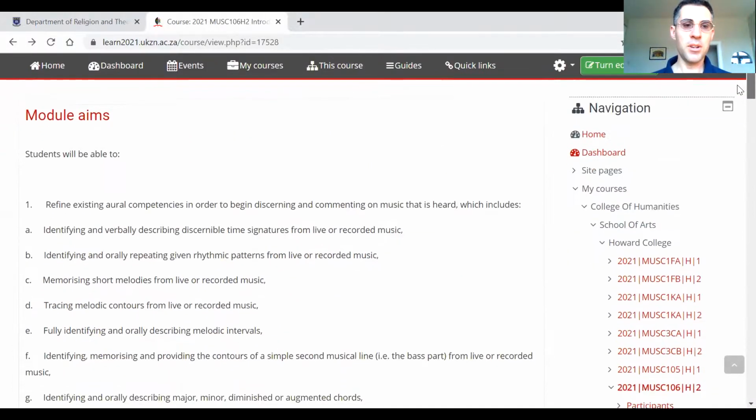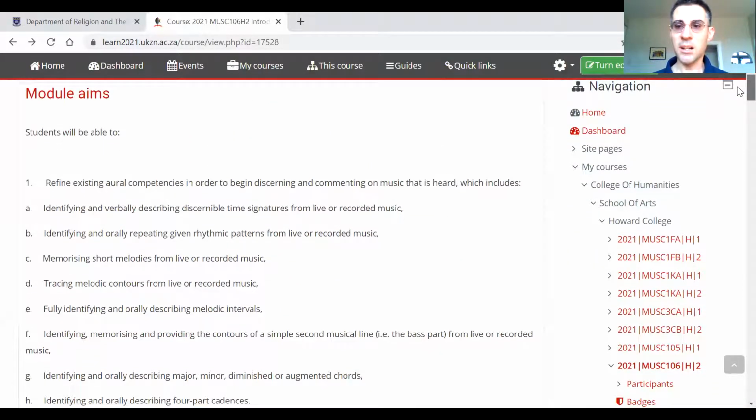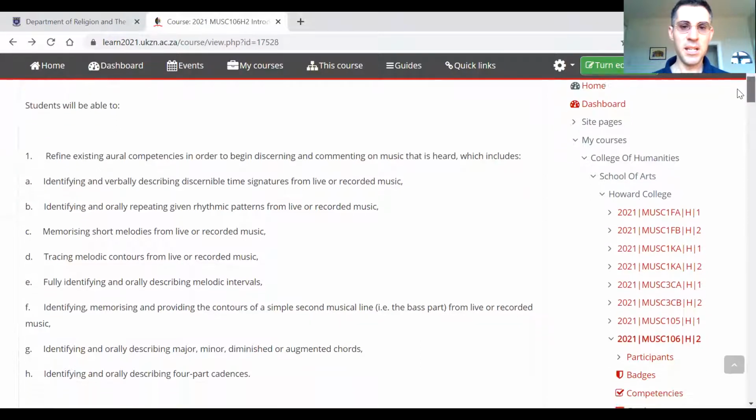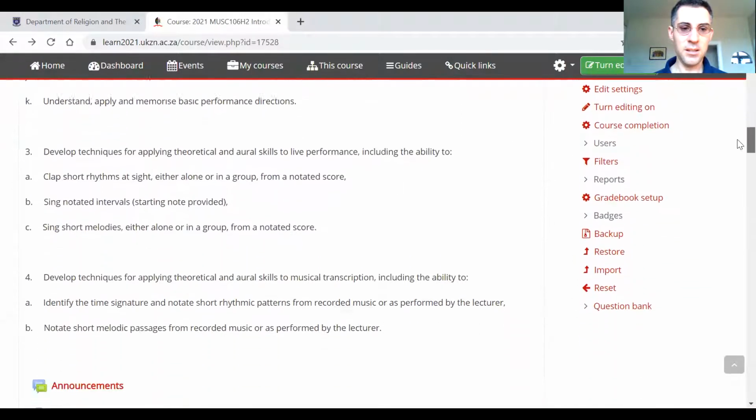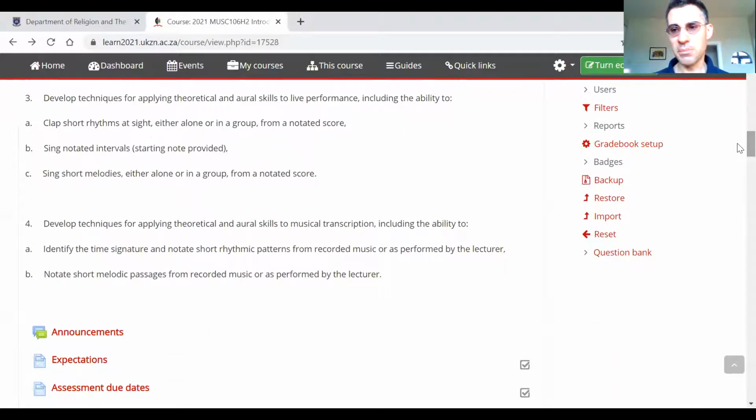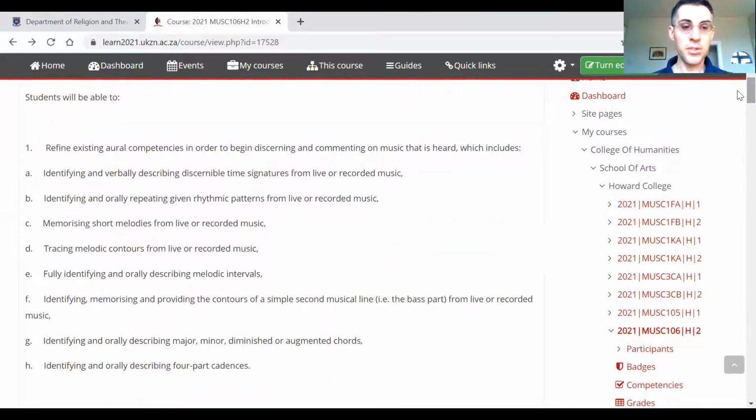At the very top of the Moodle page, you'll find what our aims are for this semester. And if you scroll through that, you'll see that we have a lot of aims. There are 4 major aims that are broken up into smaller sections. So the 4 main aims I'm going to go through now: to refine existing oral competencies in order to begin discerning and commenting on music which is heard. So last semester, you did a lot of clapping exercises and singing exercises. We're going to continue with that now to refine your oral skills some more.